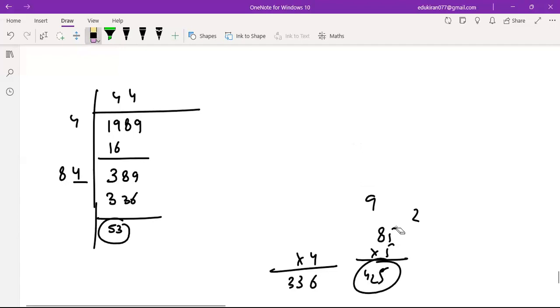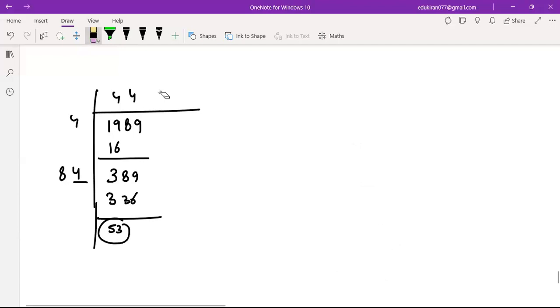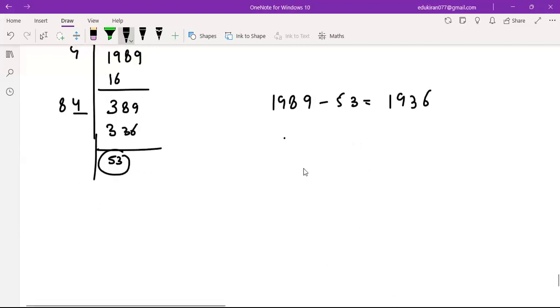So now whenever you get the remainder, what you do basically, you subtract that. So if you want to get the number, you will just simply subtract it from here. 1989 minus 53. Okay. So what do you get after subtracting? You get 1936. Now once you got 1936, you will do the prime factorization of 1936. Okay. Got it?